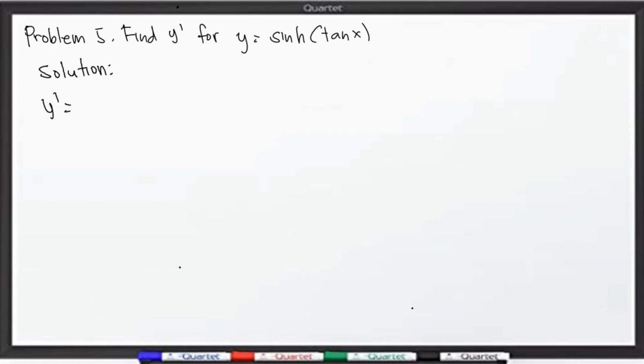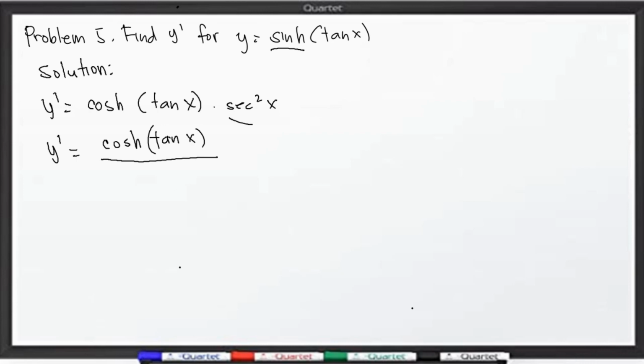Y prime is equal to, let us do the chain rule, the derivative of the outside. What is the outside function? That is sinh. The derivative of sinh is cosh, and then copy the inside, tan x, times the derivative of the inside, which is secant squared x. Therefore, if we try to rearrange things here, we will have y prime is equal to cosh of tangent x all over, this is secant squared.